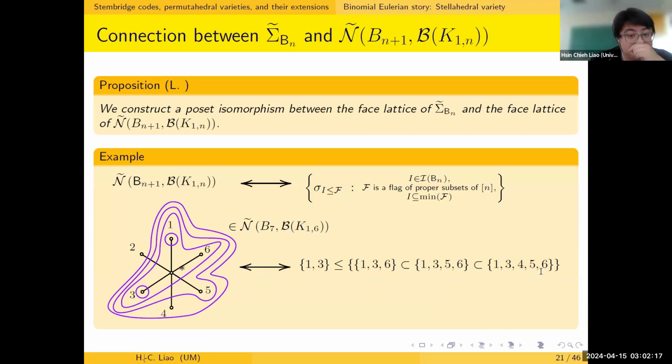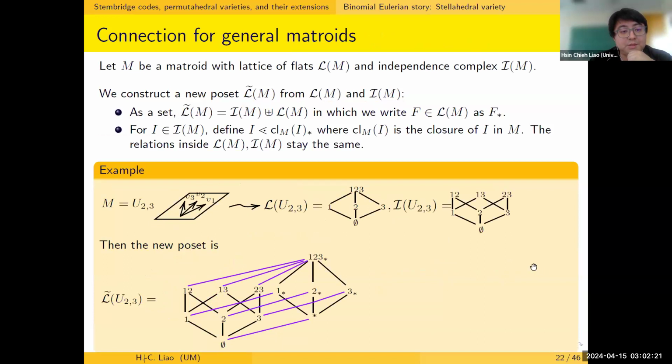And later we found out this can be generalized to any matroid. So to do this, let's first introduce a new construction. So now we have a matroid M with lattice of flats L_M and independence complex I_M.